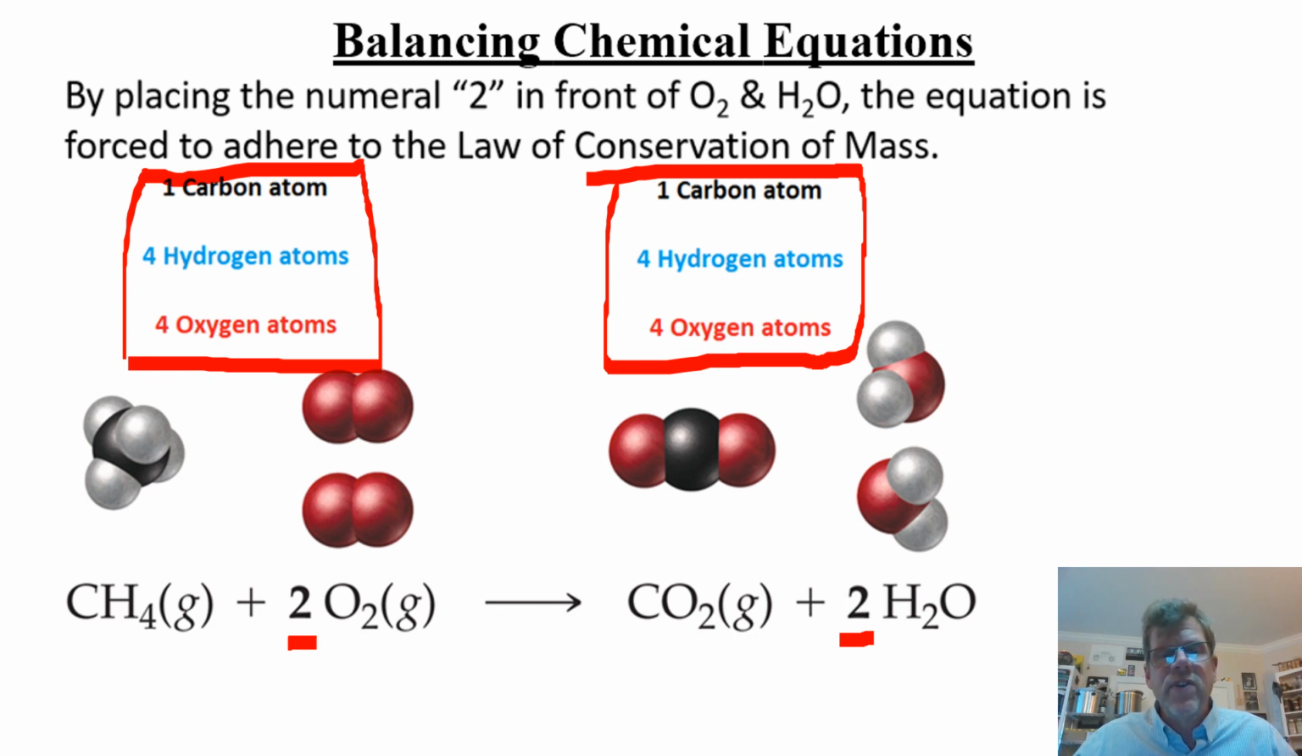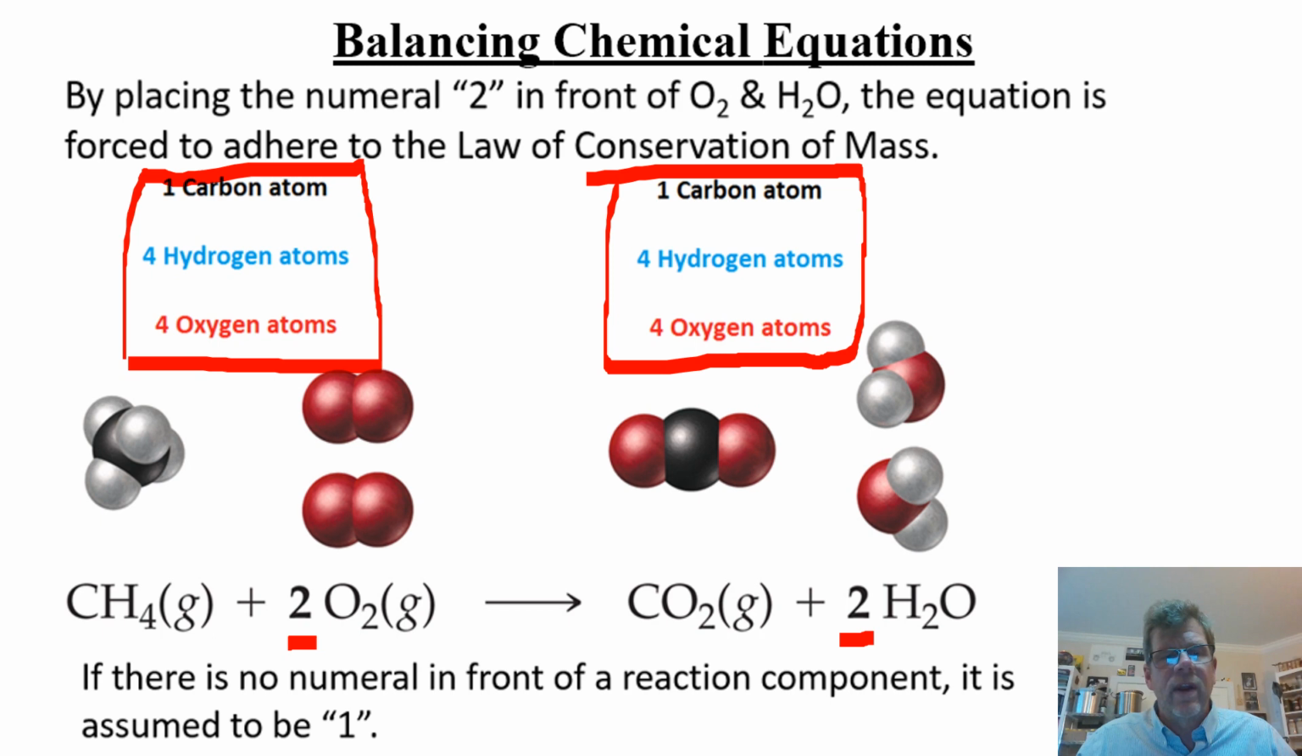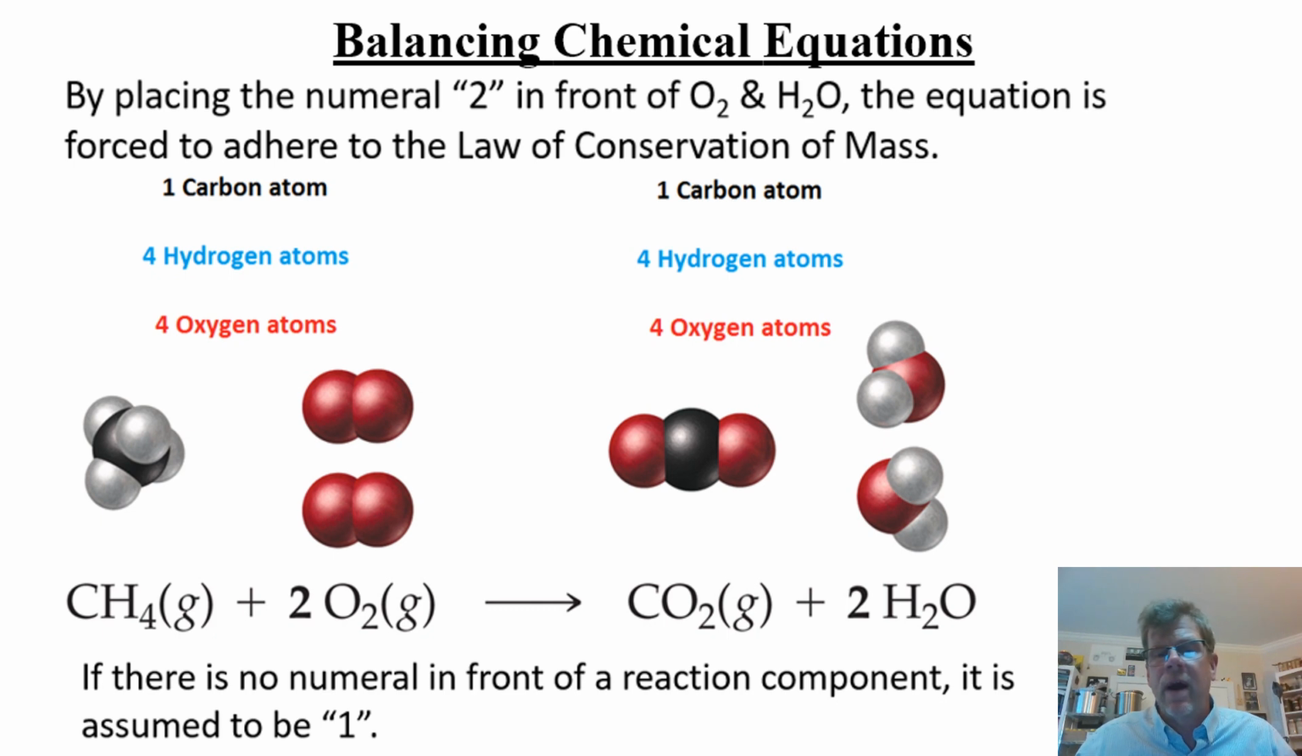Now, as far as numbering goes, it should be noted that if there's no numeral in front of a reaction component, such as here CH4 or the CO2 component, it is assumed to be the number 1. We just don't write it in there. We just write anything other than 1, the 2 or 3 or that sort of thing, in front of the necessary reactants or products in order to balance the equation.